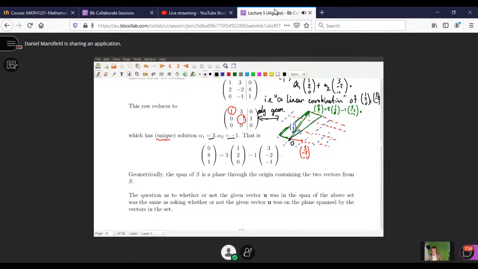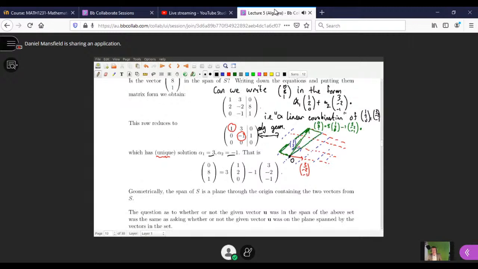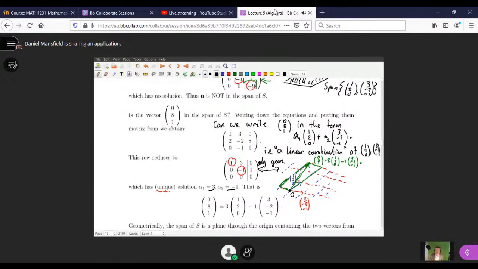If you swap alpha 1 and alpha 2, you'll get a different vector? No, these values don't really care what label you choose to give them. You'll end up discovering that there are solutions, and that the thing you multiply this vector by has to be 3, and the thing you multiply this vector by has to be -1.